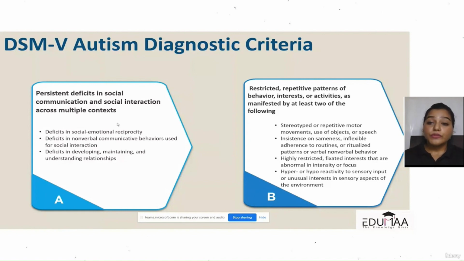Part B is restricted, repetitive patterns of behavior, interests, or activities, as manifested by at least 2 of the following. We have kids who have stereotyped or repetitive motor movements, use of objects or speech. They may have difficulty with flexible adherence to routine; they just want sameness in their routine. They have rituals they want to follow. They may have highly restricted or fixed interests that are abnormal in intensity or focus. Our child may be hypo- or hypersensitive to sensory input, or have unusual interest in sensory aspects of the environment. So sensory difficulties are there as well.